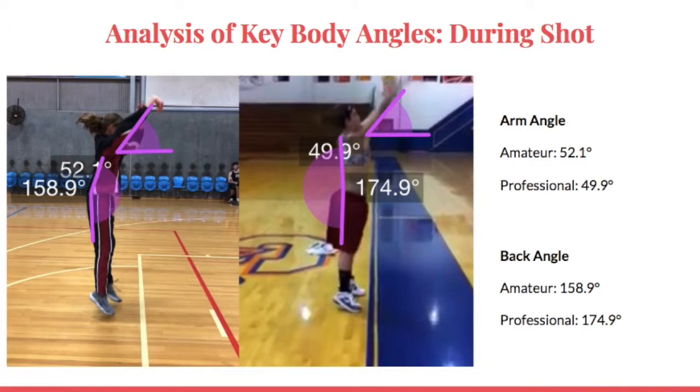On the other hand, the amateur shooter has a shooting arm angle that is higher, 52.1 degrees, than the optimal angle, causing the shot to gain too much height and fall short of the basket. The back should also be completely straight, as bending forward can cause too much power behind the ball, therefore causing the ball to hit too hard off the backboard. As can be shown, the professional's back is almost completely straight, 174.9 degrees, whereas the amateur is bending slightly far forward, 158.9 degrees, which can decrease the likelihood of the amateur shot going in.